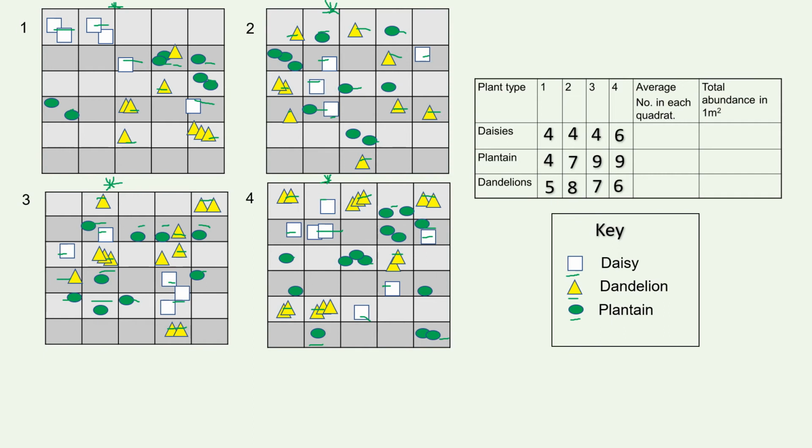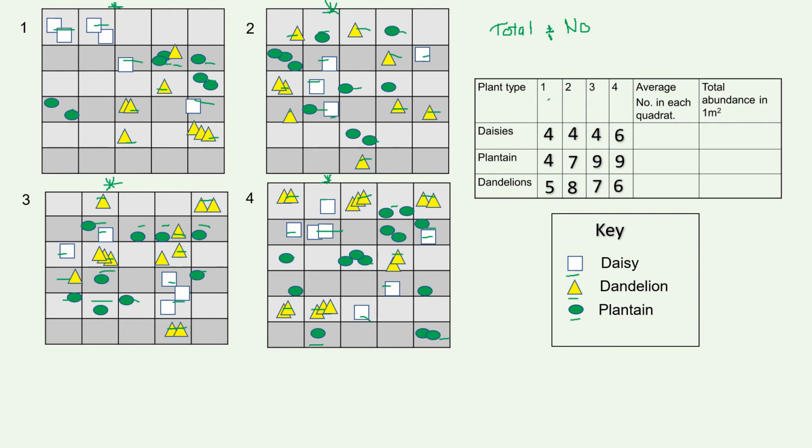Now remember, to work out the number of plants, or to estimate the number of plants in an area, you need to work out the average. So to work out the average of anything, you need to calculate the total, and then you need to divide it by the number of samples that are there. So total, then divide by samples.